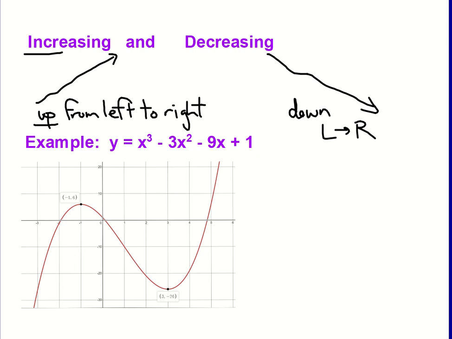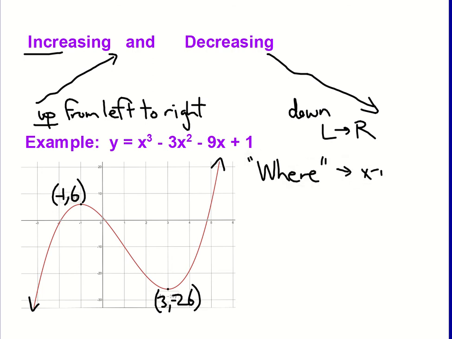And we can see that the function is missing the arrows because Desmos won't put the arrows on the edges of our window. But it will locate that this point here is (-1, 6), and this point down here is (3, -26). So we could see where this graph is increasing and where this graph is decreasing. The key word here is where the graph is increasing and decreasing, which means that we're looking for x intervals.